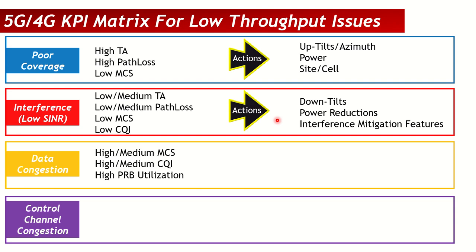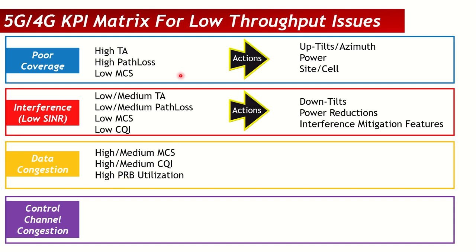Now the next one could be congestion scenario. Now congestion can be on the data channel or it can be on the control channel. First of all, let's look at the data channel. Now in case of a data congestion, and if your limitation is congestion, you will see that your MCS and CQI are good. They are not a problem, but you have very high PRB utilization. What is PRB? PRB is physical resource block.